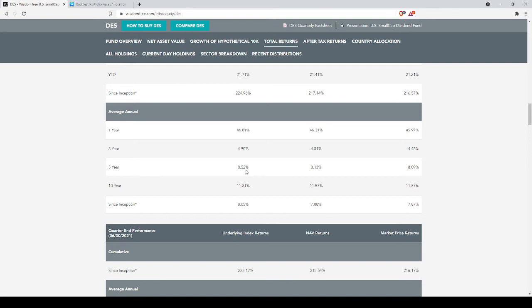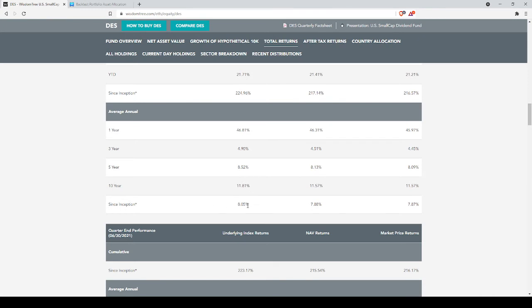The 3 and the 5 year are a little disappointing. When it comes to small caps, the reason that you're investing in small caps is usually because they're going to do better than large caps in times of economic growth because they have more room to grow. So seeing that 3 and 5 year is a little iffy for me. However, if we go to the 10-year, we can see that it's doing about 11.5 to 12%, which is very nice. That's doing slightly better than the S&P 500 has done historically, so not too bad.